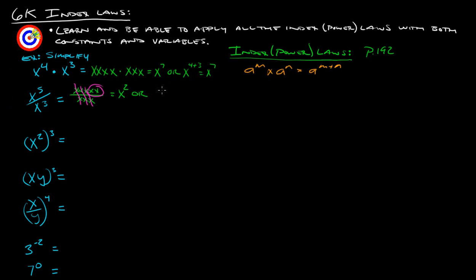The easier way to calculate this, hopefully you would figure out, you would go x to the fifth, and you're going to subtract instead of add the exponents. You're going to subtract them if they're over the top of each other. 5 minus 3, which is x squared, right? So the general form way to write that is a to the m over a to the n equals a to the m minus n.